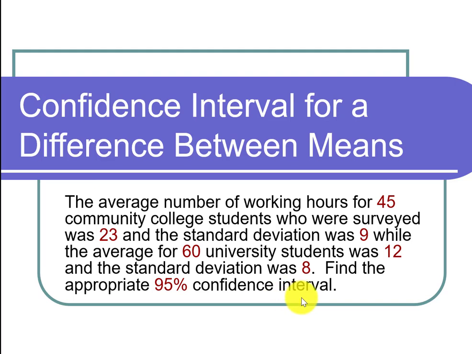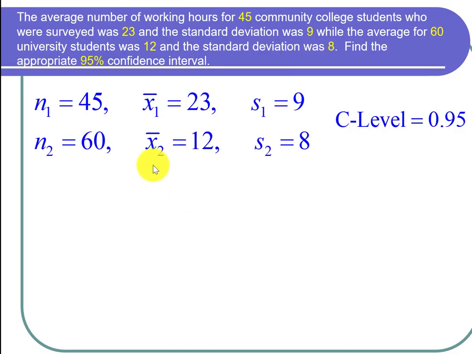All right, so the first thing I like to do is write down all the numbers and their corresponding symbols. So let's do that. So we had 45 community college students. That's N1. So that's our first sample size is equal to 45. Their mean was 23. That's a sample mean for the first sample, or X1 bar equals 23. And their standard deviation was 9, so that's S1 equals 9.